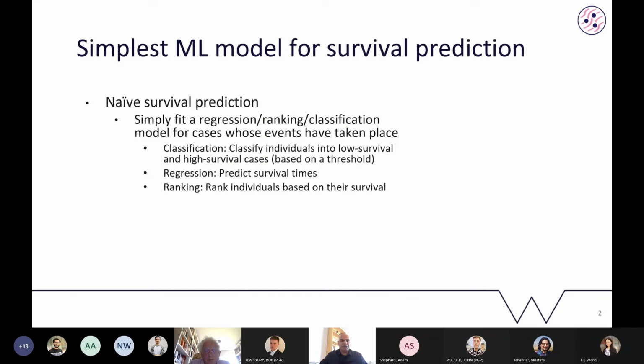Another way of doing it is to fit a regression model in which we want to predict what the time of survival is for a given individual based on their features.